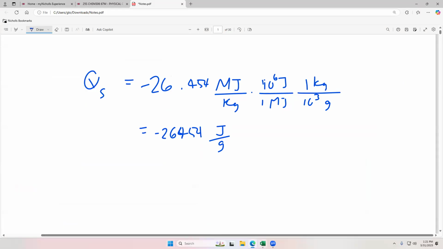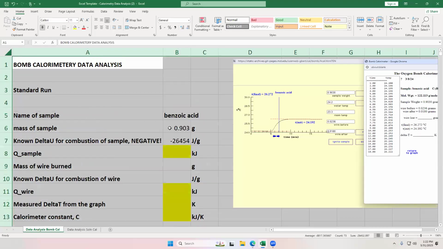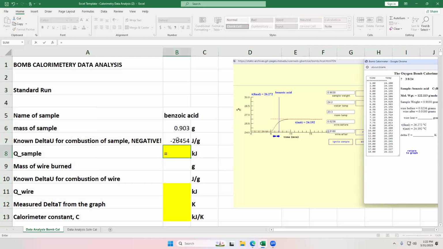All right, so what's the actual Q of the sample that was run? We did not use 1 gram, we used 0.903 grams. So what would be my formula here? Multiply two cells together. Let me adjust this so I can see the formulas better. This is going to be equal to the value per gram times the actual number of grams. So that should be the actual Q of the sample.